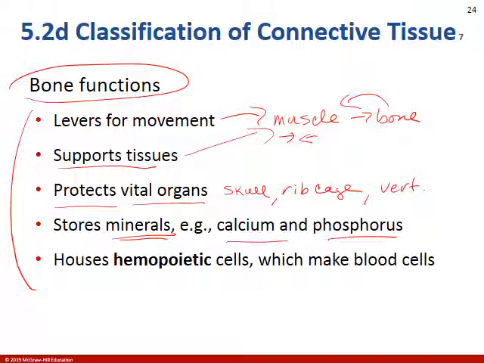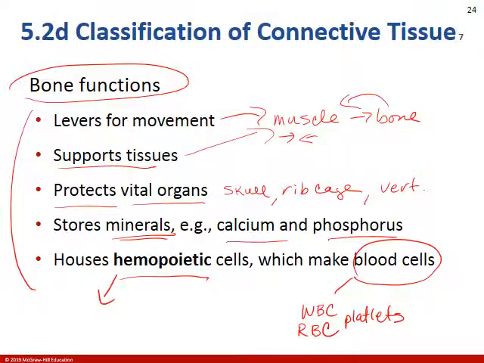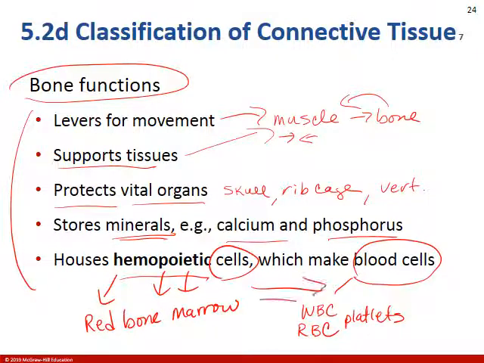And then we have hematopoietic tissue, which is going to make blood cells. So when I say making blood cells, I'm talking about white blood cells, red blood cells, also platelets. So if you've heard of red bone marrow, this is kind of the area we're talking about. You have specific areas inside of bones that house the stem cells that allow you to replenish the cells in your blood.